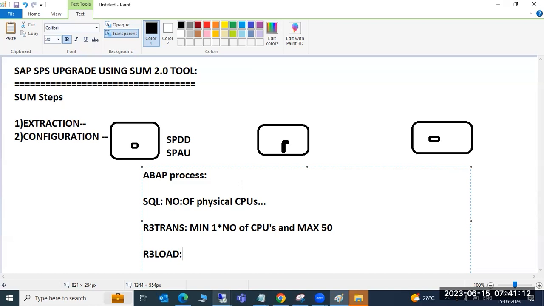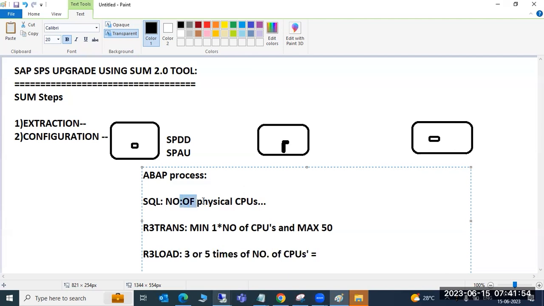Here, how many do we have to give? 3 to 5 times the number of CPUs. Suppose you have 4 CPUs, then either 3 into 4 or 5 into 4, so 20 R3 load processes we can give. That is 3 to 5 times for R3 load processes, right?